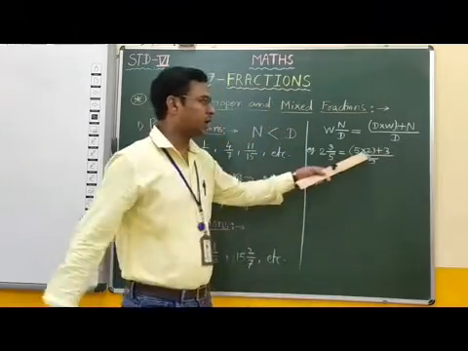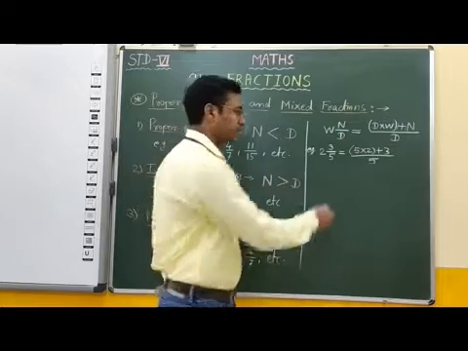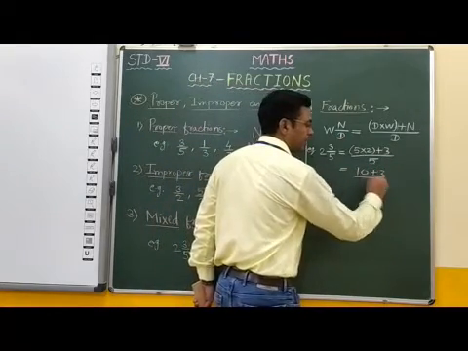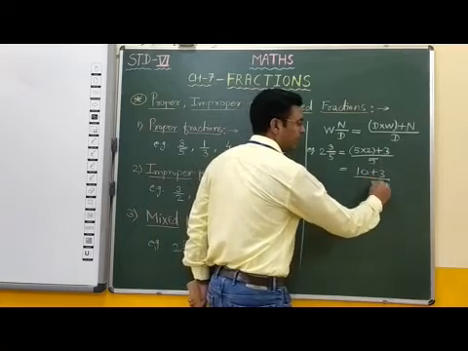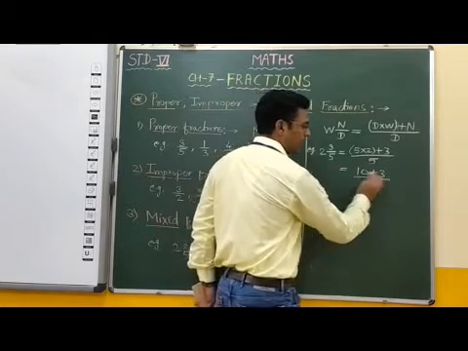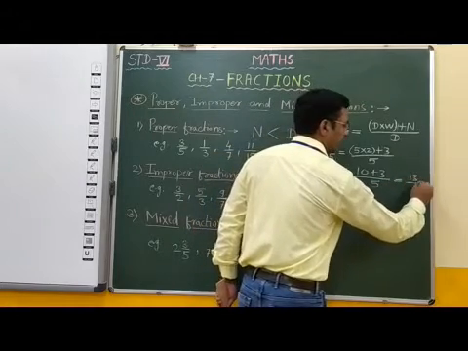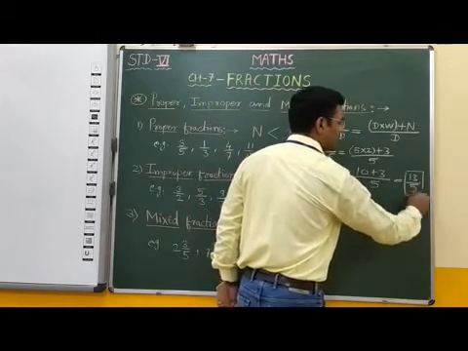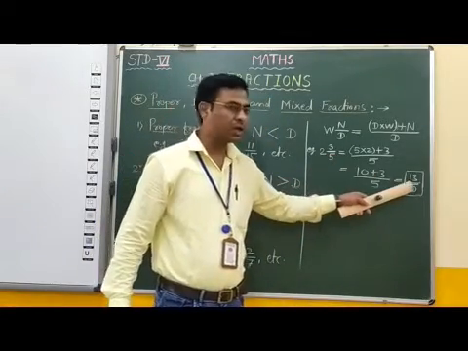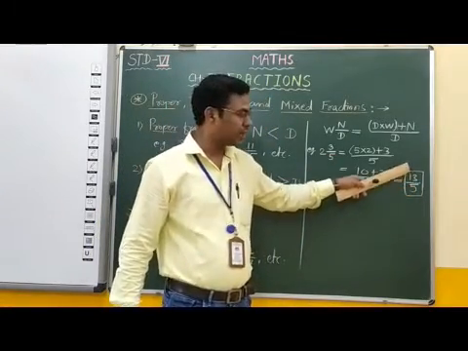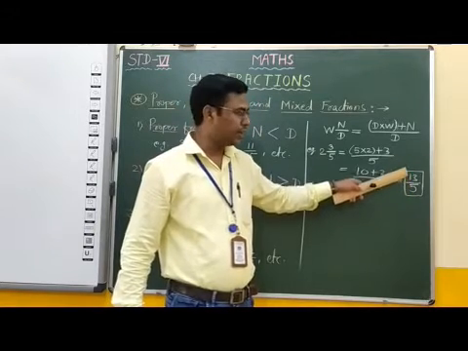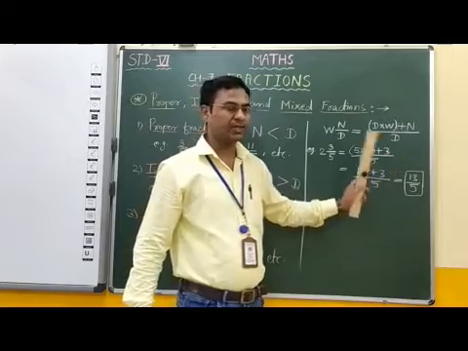First of all, here we have to solve the bracket. 5 twos are 10, plus 3, and divided by 5. 10 plus 3 is 13, so we can write 13 divided by 5. Therefore, in this way, we can convert this mixed fraction into an improper fraction. Here the numerator is greater and the denominator is smaller. Therefore, it is an improper fraction.